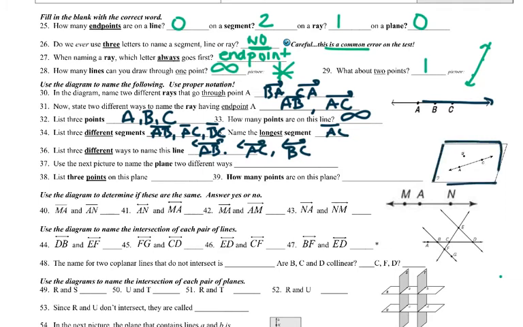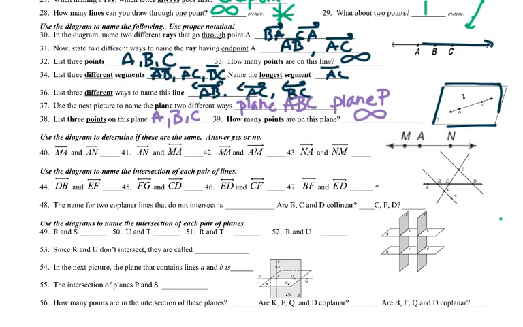Now we switch to this picture of the plane. Name the plane in 2 different ways. You could either say plane ABC, or you could say plane P. At least 3 points on the plane, of course, are A, B, and C, but those are only 3 of an infinite number of points on the plane.